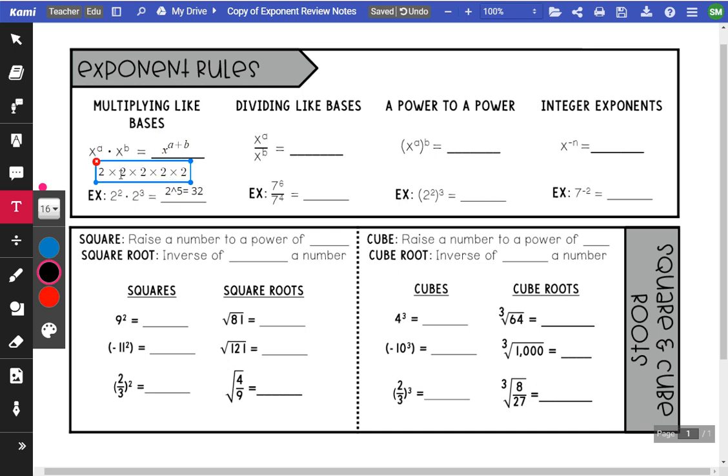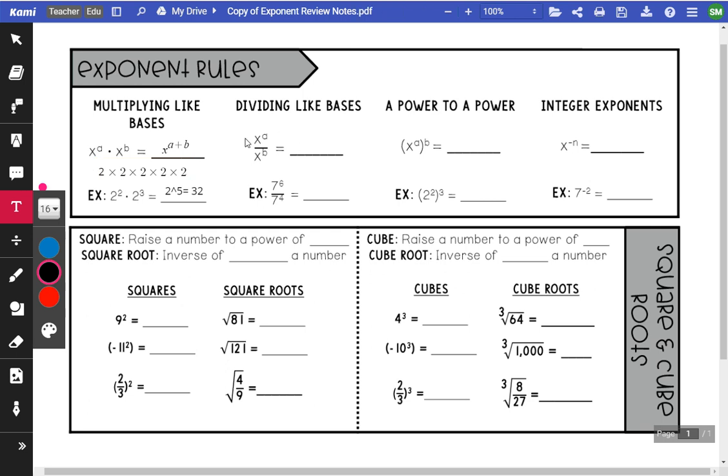But I hesitate to tell you to use the rule because you guys forget when you're supposed to add and when you're supposed to multiply and when you're supposed to subtract and when you're supposed to distribute and do other things. So I want you to remember how to write it out. You'll get the right answer every time that way.